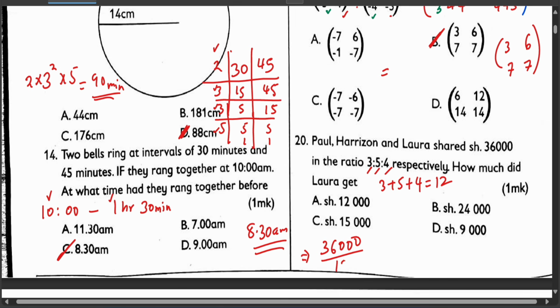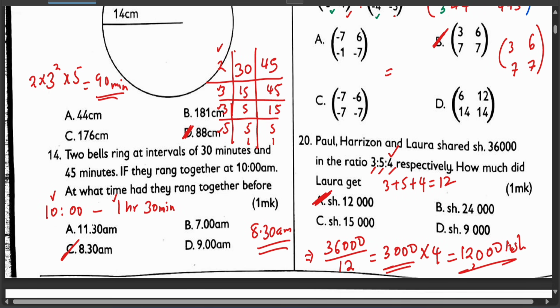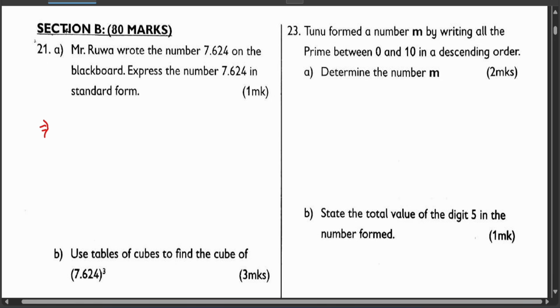Tutachukua 36,000 divided by 12. Which itakuwa 3,000. So one share is represented by 3,000. Now nataka kujua Laura mpata ngapi? Laura ni 4 shares. So you take 3,000 times 4, which is 12,000. So, 20 shillings. Now, let's break. Okay, let's go to section B sasa. Okay, tunaingia section B, 80 marks sasa.